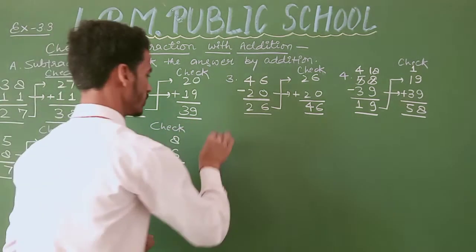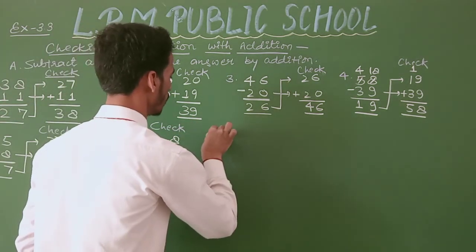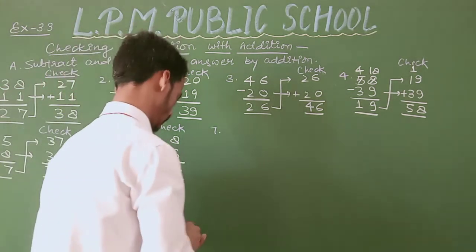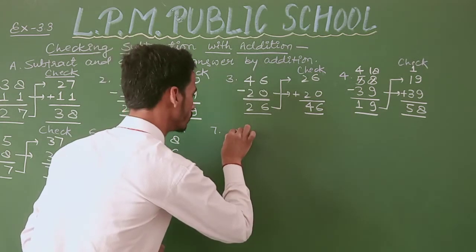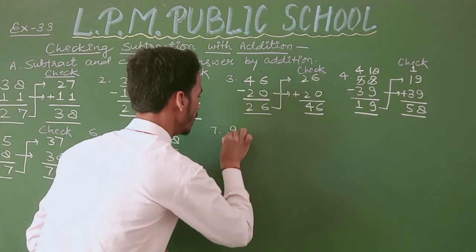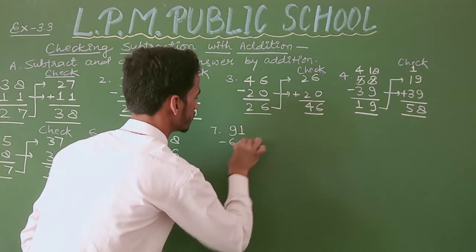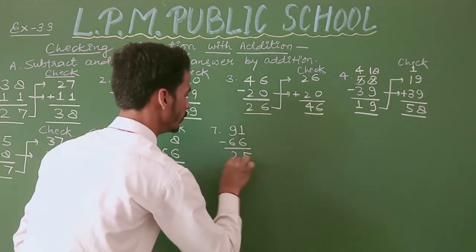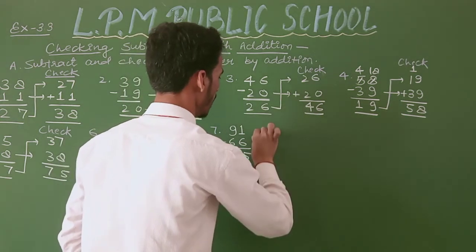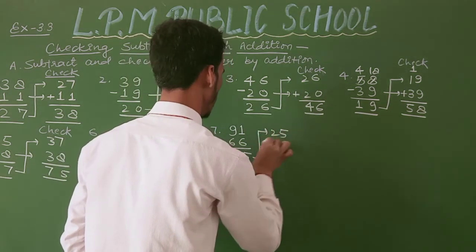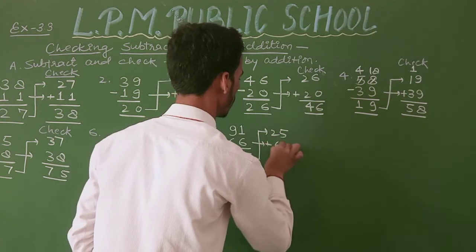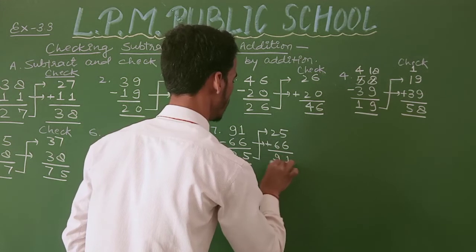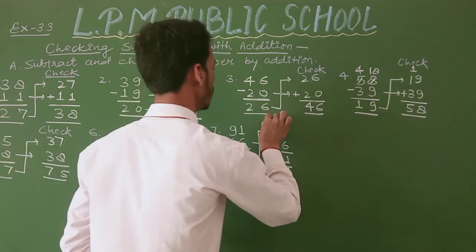And now come on question number 7. Question number 7 is 91 minus 66. 11 minus 6 is 5, and 8 minus 6 is 2. 25 is the difference, and when we add 25 and 66, that is 6 plus 5 is 11, 1 carry, 2 plus 6 plus 1 is 9, that is 91, and 91 is the bigger number.